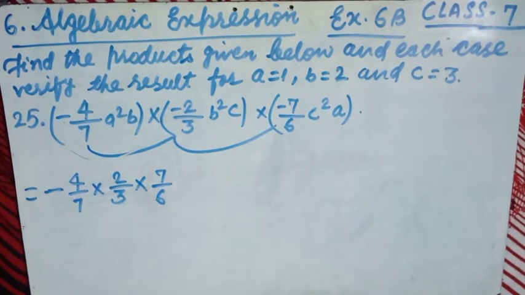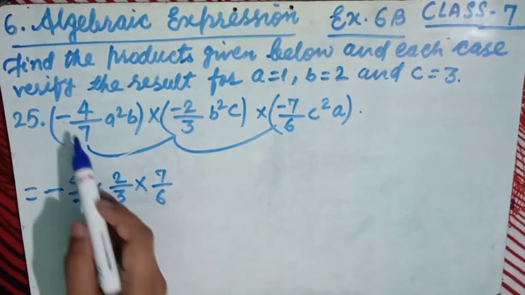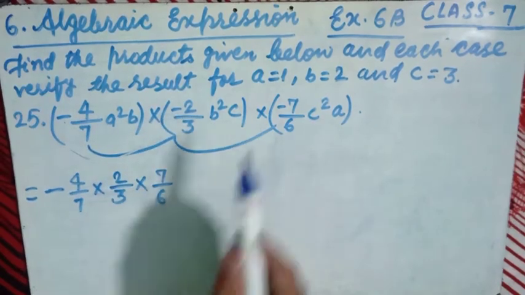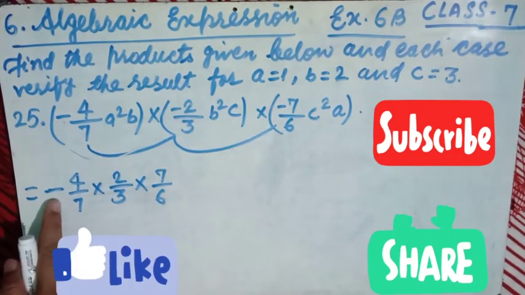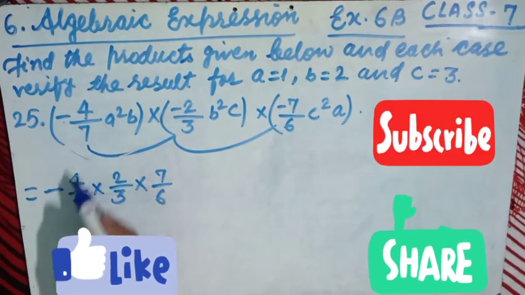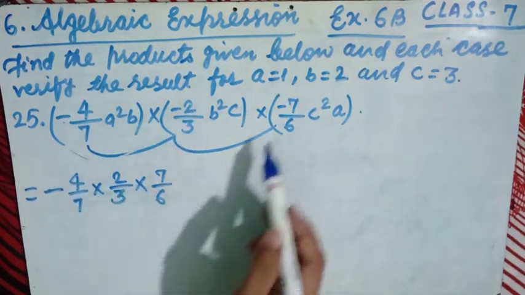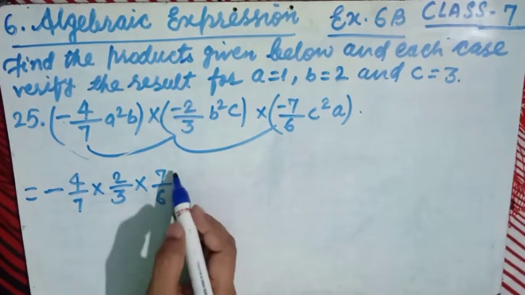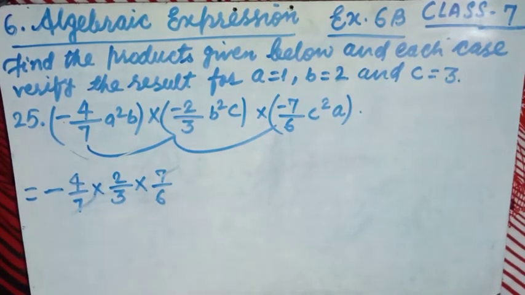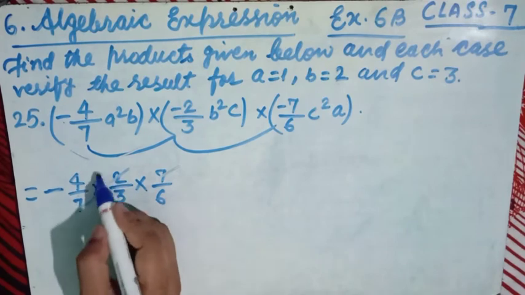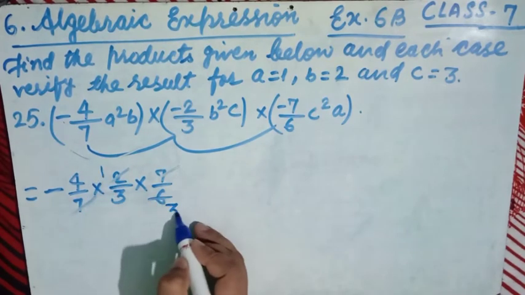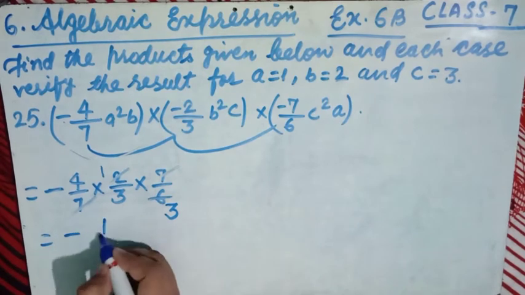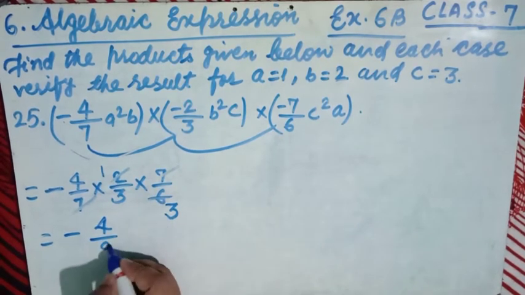Now I repeat, we have to be clear about the sign. With 3 minus signs, it gives us a minus sign. Then we multiply the constants: 4 by 3, 2 by 3, minus 7 by 3. Here 7 and 7 will get cancelled. Here 2 ones are 2 and 2 threes are 6 will get cancelled. So minus 4, 1 four is 4, and 3 threes are 9.